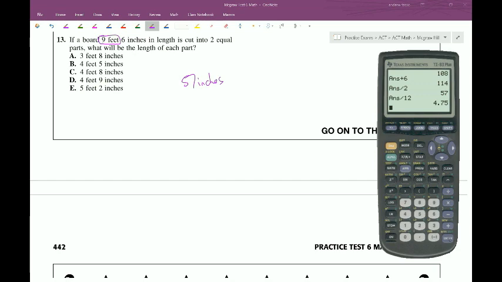So we get 4 feet, okay, and also 3/4 of a foot. So we're down to these middle 3 choices. Now 3/4 of a foot, we might not know what that would be, but basically what we'd have to do is we'd do 0.75 times 12. That will tell us 3/4 of 12 inches is 9 inches. So that's going to be choice D.